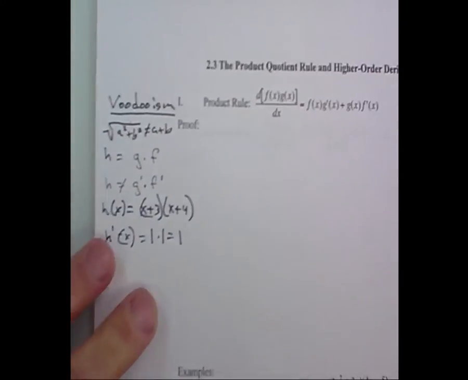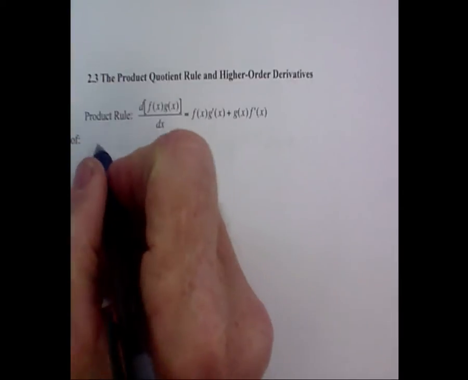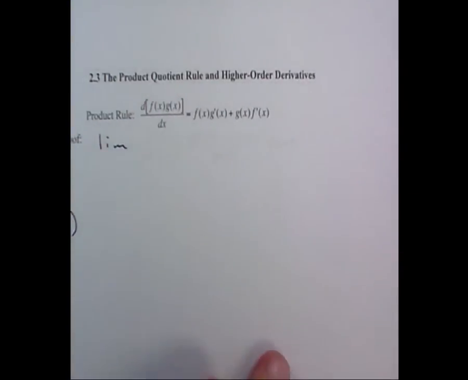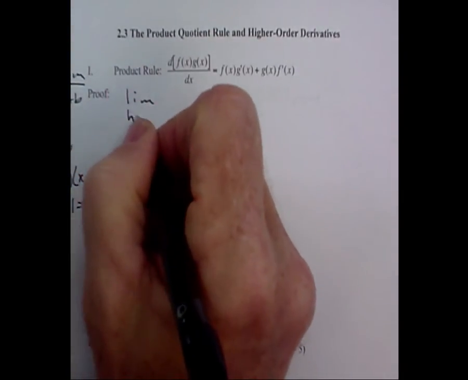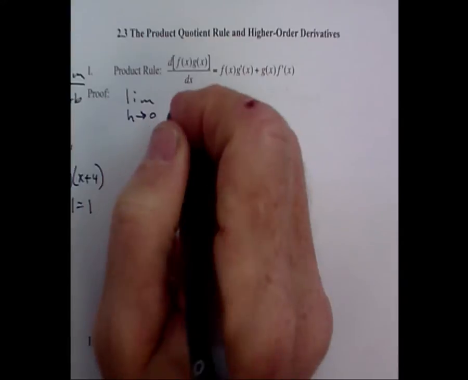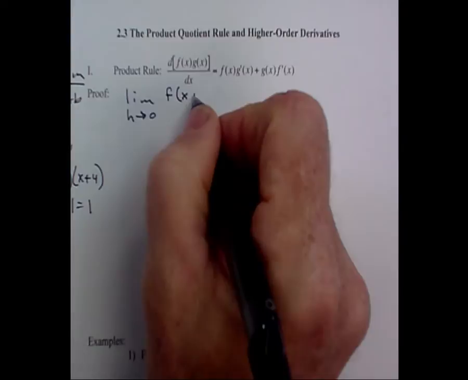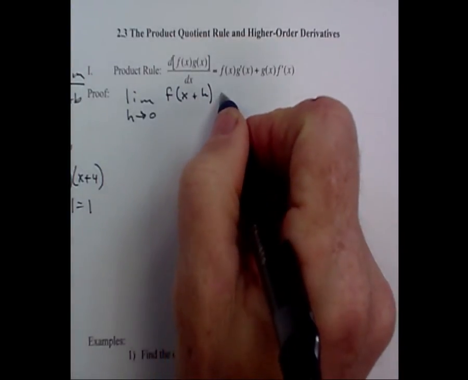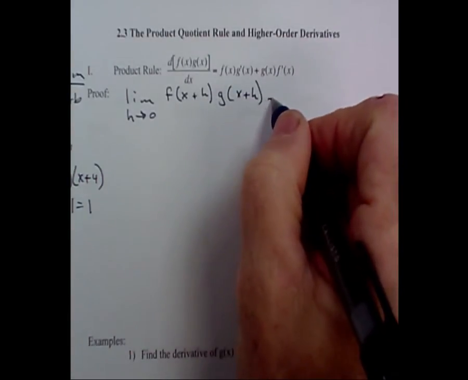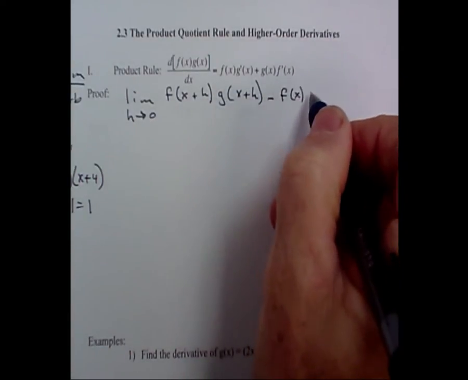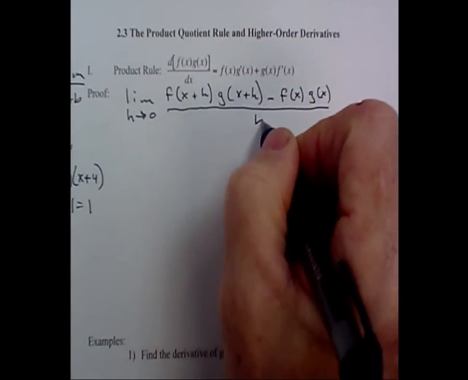All right, so here's the proof. And the proof, we have to use the limit process. So I'm going to start this, and I'm going to use h. So I got the limit. I got to make sure you see this okay. I get the limit as h goes to 0. And I have f of x plus h times g of x plus h. So I'm multiplying right here, minus their product, all over h.